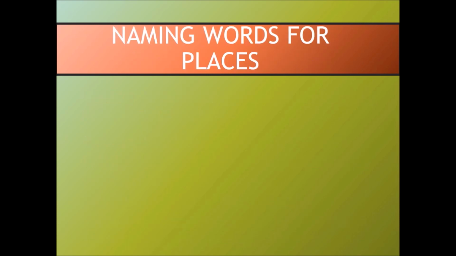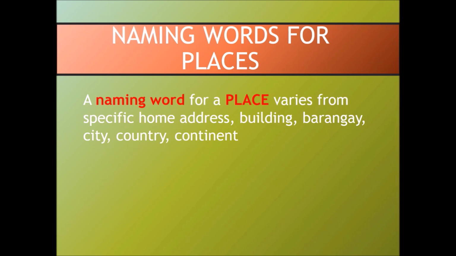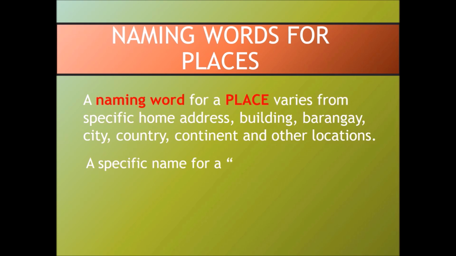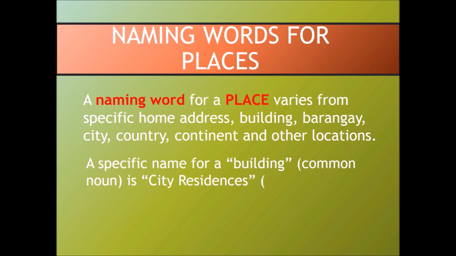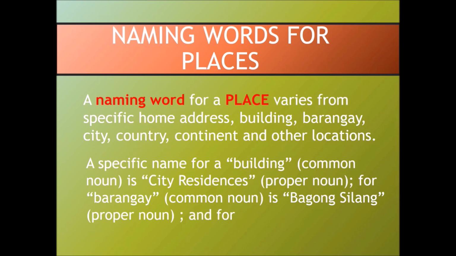Naming words for places. A naming word for a place varies from specific home address, building, barangay, city, country, continent, and other locations. A specific name for a building, common noun, is City Residences, which is a proper noun. For a barangay, which is a common noun, its proper noun is Bagong Silang. Then, with the city, a common noun, its proper noun is Calbayog.